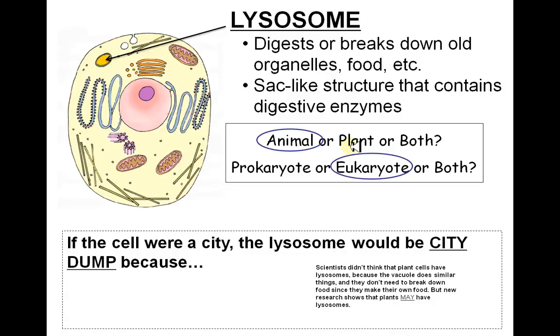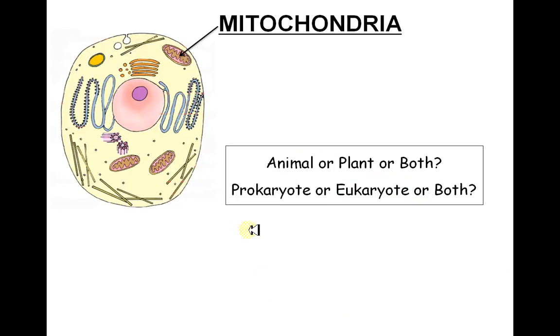Scientists don't think the plant cells have lysosomes, but vacuoles do similar things. So they may have a lysosomic structure in it, but it doesn't really look like a lysosome, even though it may act like one. So if it doesn't look like a duck, but it talks like a duck and walks like a duck, maybe it is a duck, maybe it's not.